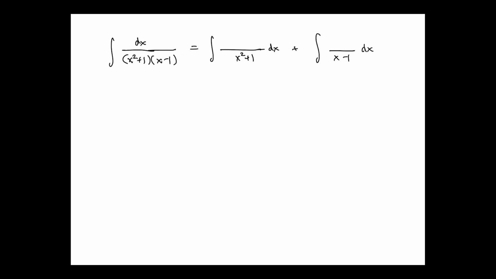Okay, so let's start with the x minus 1 term. What do we expect to see in the numerator for that? What kind of object would we have? Yes? Just a constant. Okay. What about over the x squared plus 1? What might you expect to see there? It's a little bit harder question.